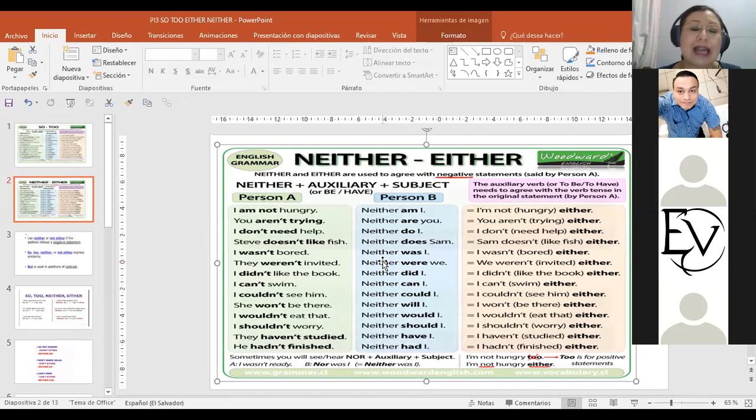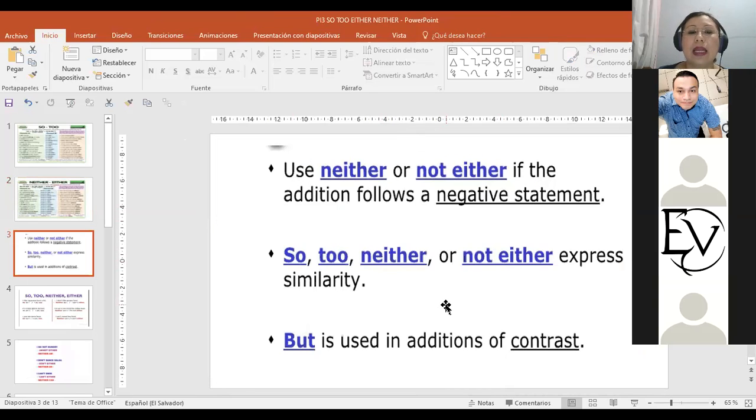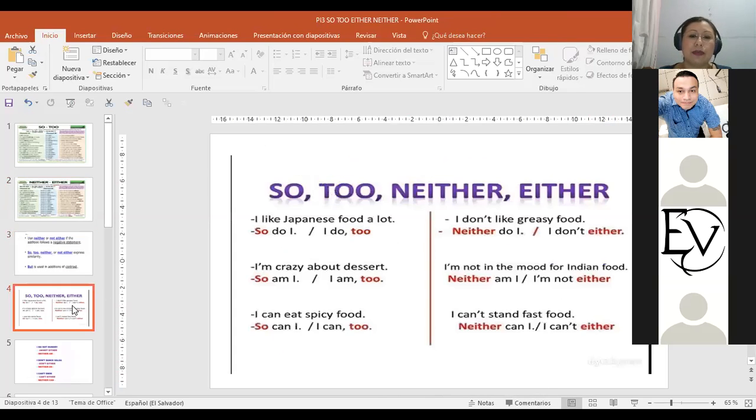Ok, very good. So now let's go to the exercise. Here it says, just to reaffirm, use neither or not either if the addition follows a negative statement. So, too, neither or not either express similarity, but is used in additions of contrast. Aquí estamos agregando también but, ¿verdad? Que es utilizado para adicionar o contrastar ideas.